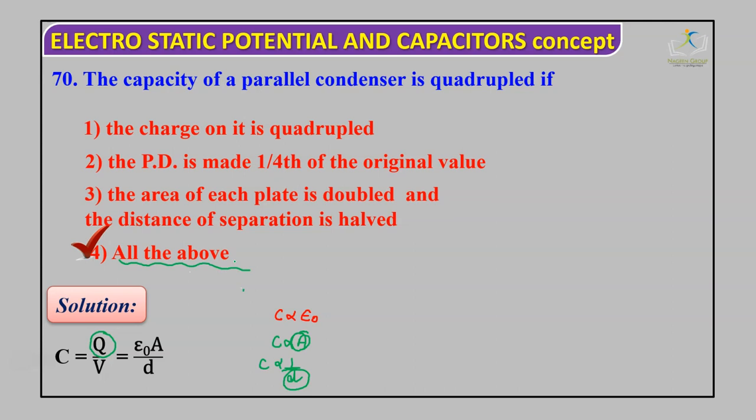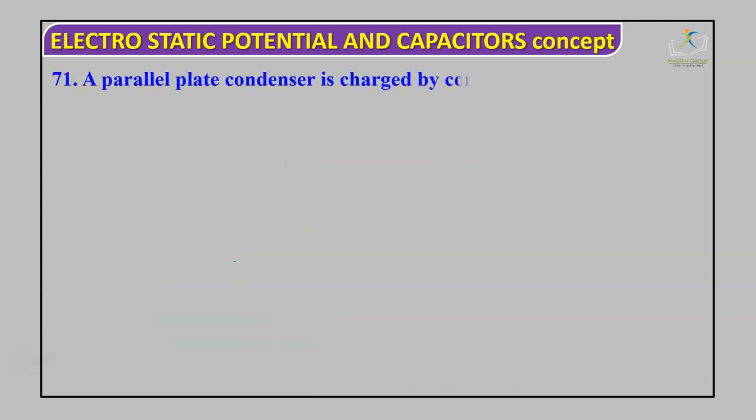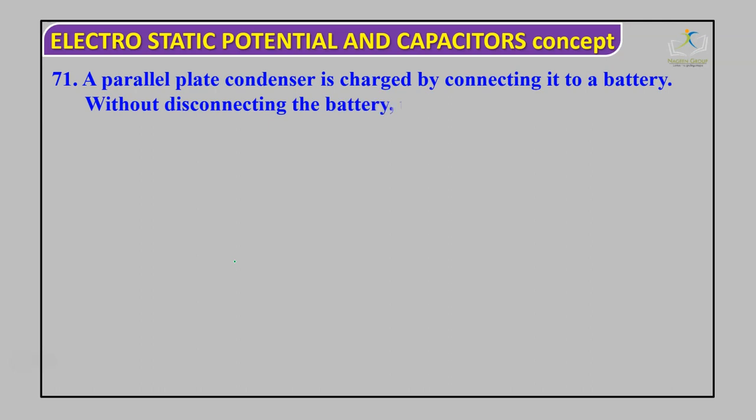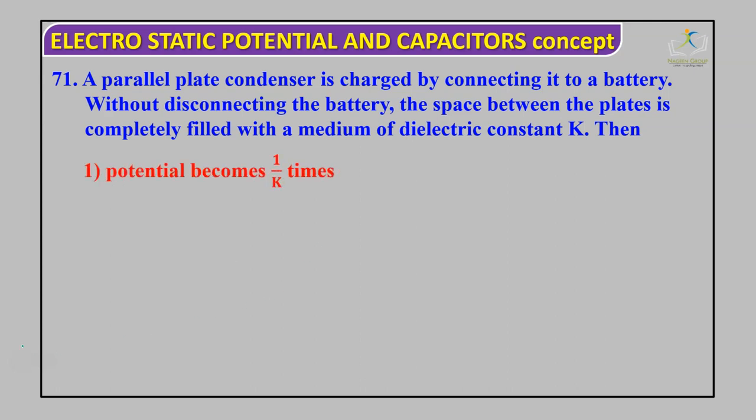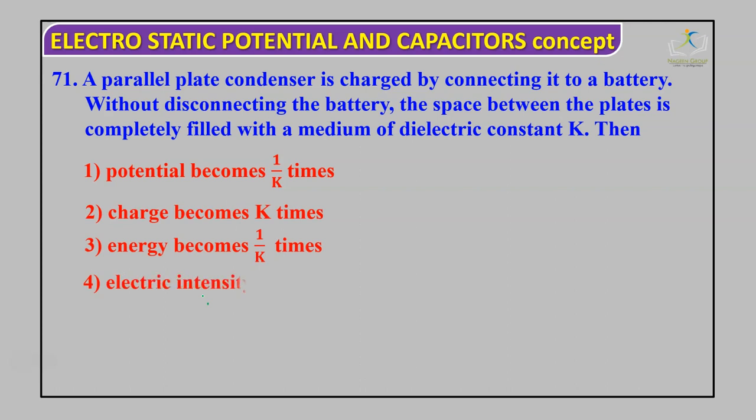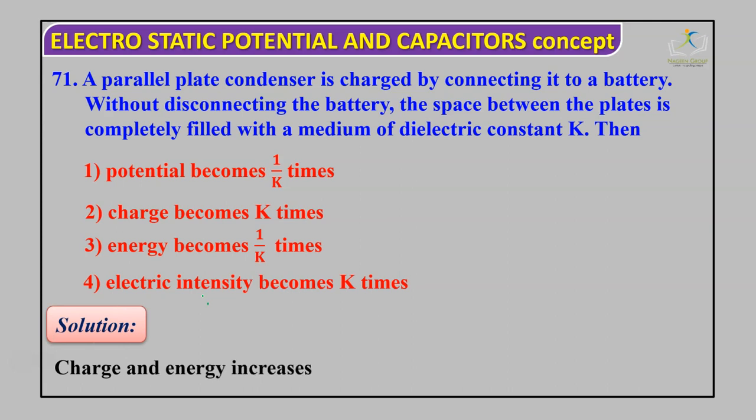Next question we have. A parallel plate condenser is charged by connecting it to a battery. Without disconnecting the battery, the space between the plates is completely filled with a medium of dielectric constant K. Then potential becomes 1 by K times, charge becomes K times, energy becomes 1 by K times, electric intensity becomes K times. So solution we have, charge and energy increase. Hence we can say that charge becomes K times.